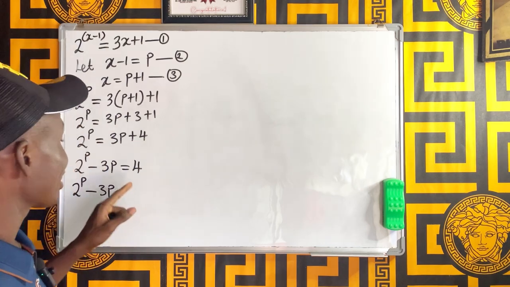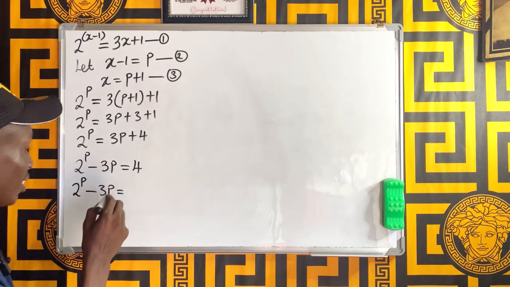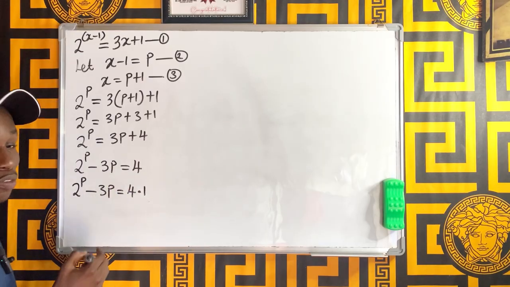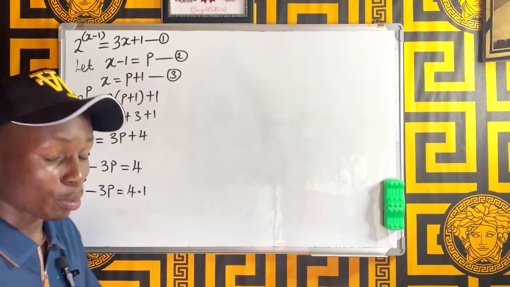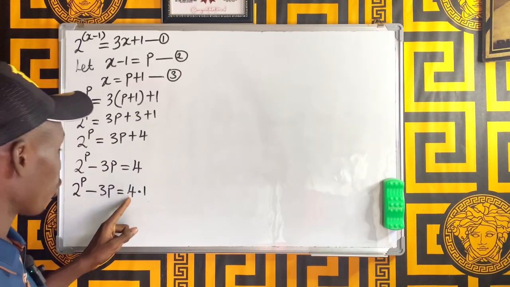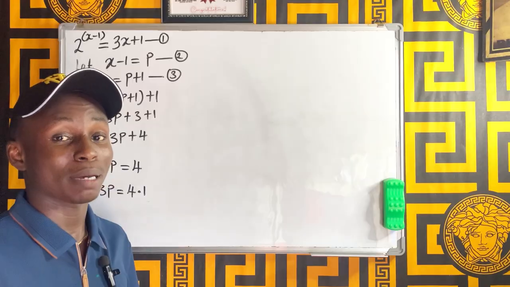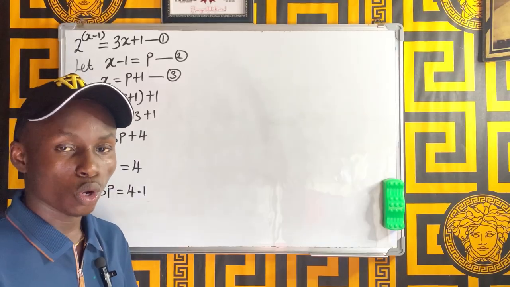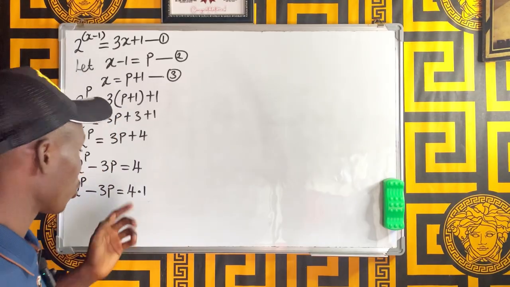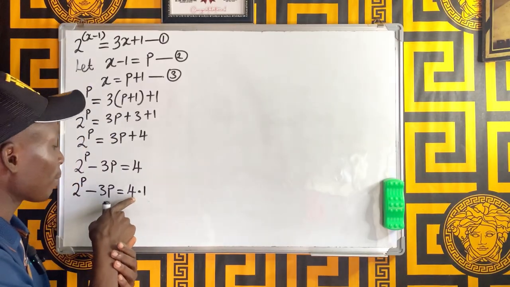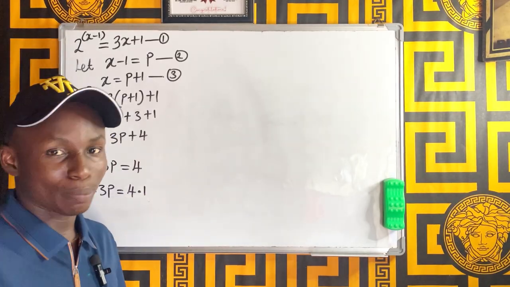Now, do you know I can write 4 as 4 multiplied by 1? 4 multiplied by 1 simply means 4. For those of you watching, you will be asking why I am using 4 multiplied by 1 instead of 2 multiplied by 2. It's only 2 multiplied by 2 or 4 multiplied by 1 that will give us 4.